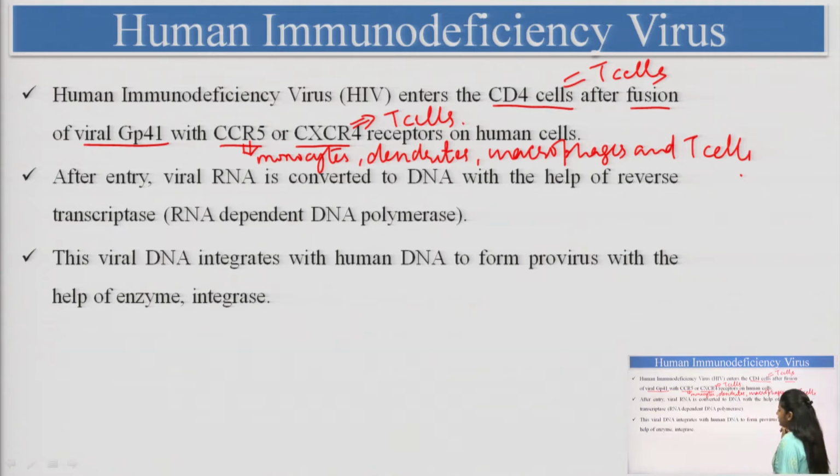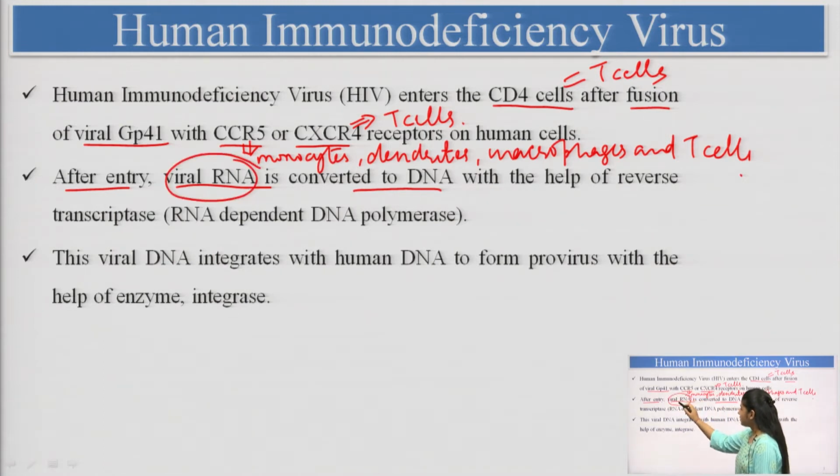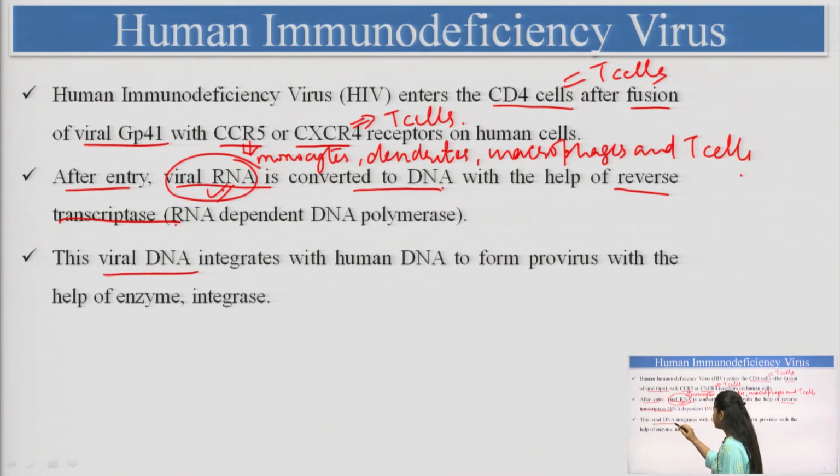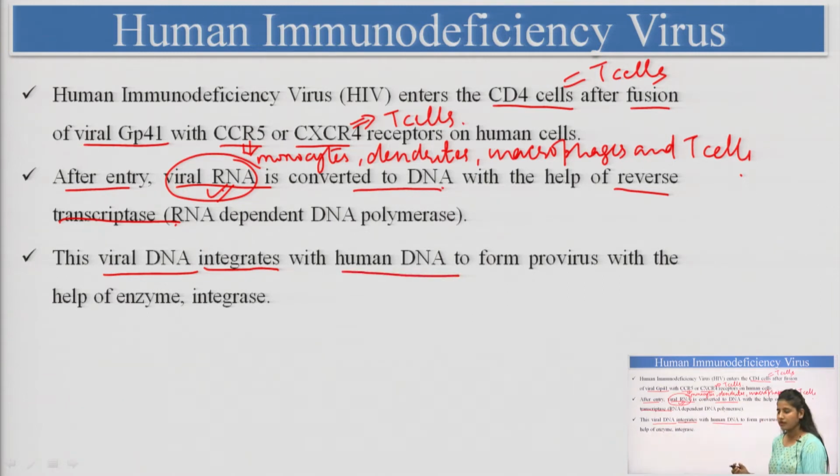Now, after the fusion, the viral RNA is converted to DNA. The content present in the HIV virus is in the form of RNA. This RNA is converted to DNA with the help of the reverse transcriptase enzyme. What happens after that? When the viral DNA is formed, it starts to integrate with the human DNA, so one product is formed, the integrated product, with the help of an enzyme called integrase.